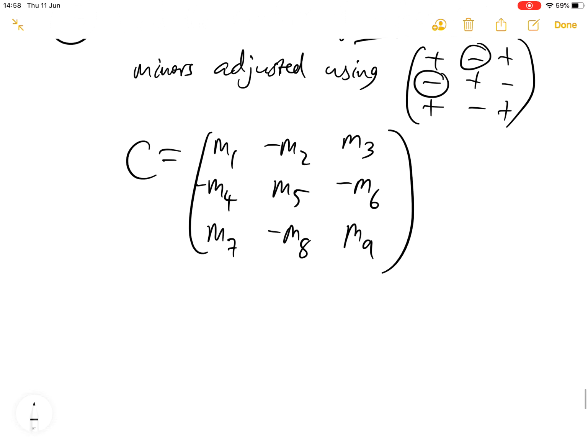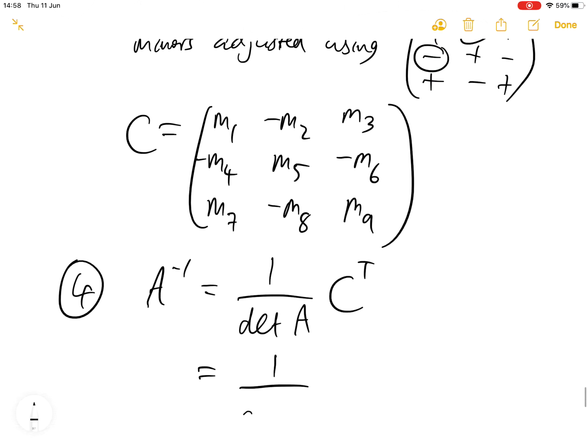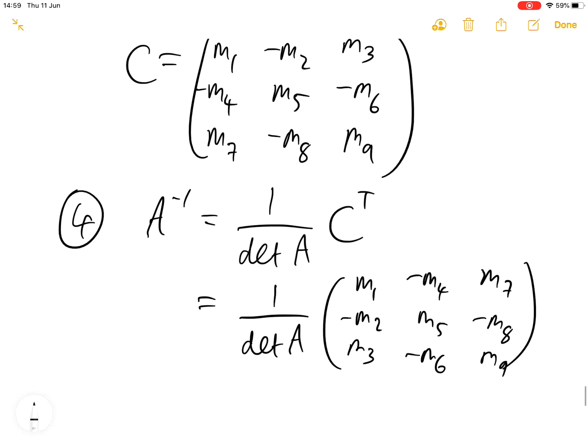And then, last but not least, step 4, A inverse is 1 over the determinant of A times the matrix of cofactors transpose. So the transpose, you just swap the rows and columns. So we get M1, minus M2, M3 is the first column, minus M4, M5, minus M6 is the second column, and so on.